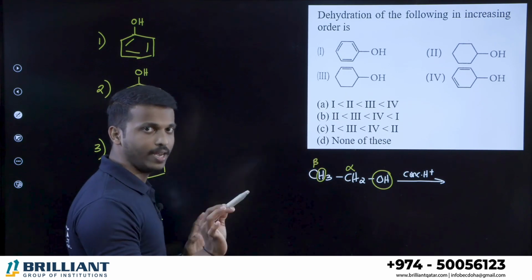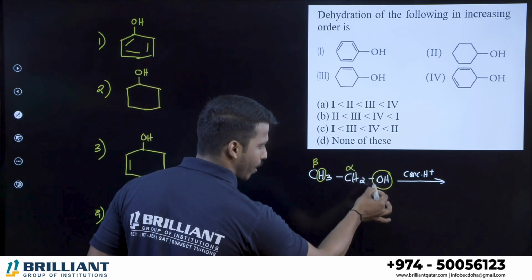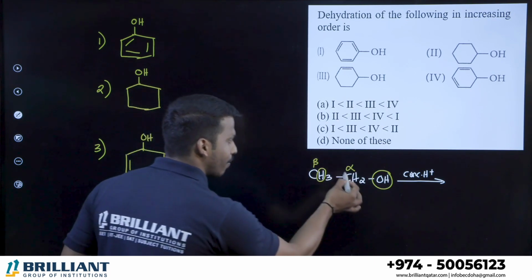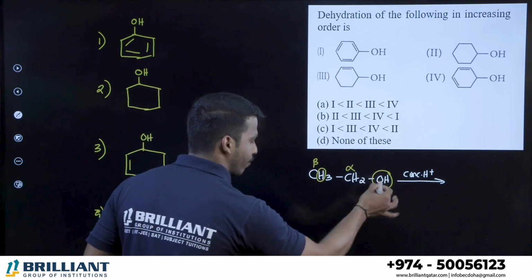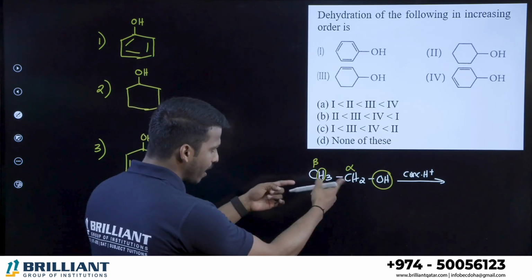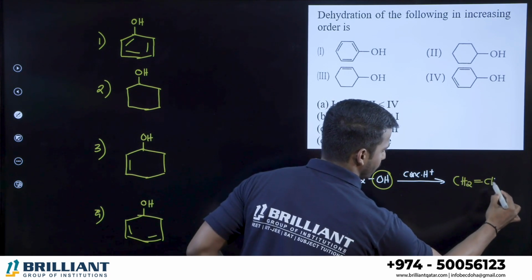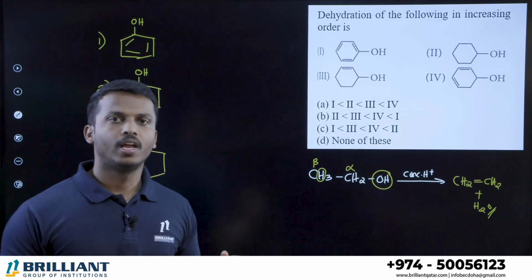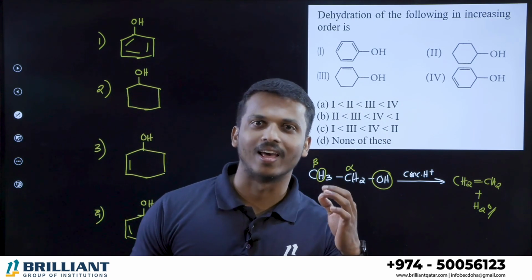That's it. Once again: in alcohol, the main functional group is OH. The carbon directly connected to OH is called the alpha carbon. The nearby carbon is called the beta carbon, right? So the OH group you take from the alpha carbon, one of the hydrogens you take from the beta carbon, and make a double bond between alpha and beta. Your product is what? Ethene plus water. Dehydration. So generally, when an alcohol undergoes dehydration, you will always get the compound alkene.